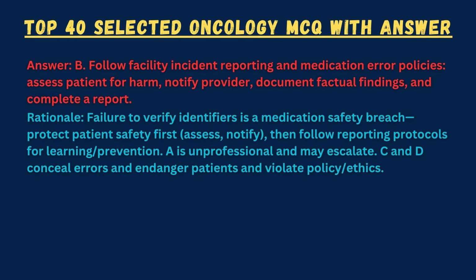Answer. B. Follow facility incident reporting and medication error policies. Assess patient for harm, notify provider, document factual findings, and complete a report. Rationale. Failure to verify identifiers is a medication safety breach. Protect patient safety first, assess, notify, then follow reporting protocols for learning or prevention. A is unprofessional and may escalate. C and D conceal errors and endanger patients and violate policy or ethics.